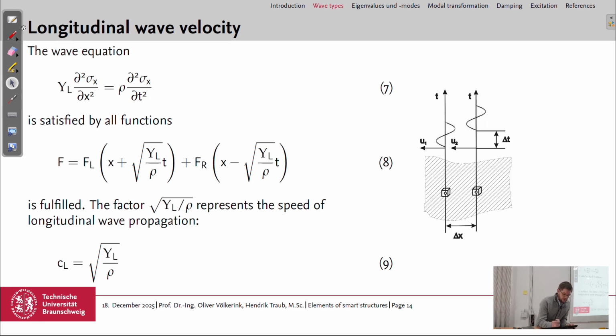And for this wave equation, we have a general solution which has a left traveling and a right traveling part, which we will have a look at later on. This fraction here is CL, which is the longitudinal wave propagation speed. So the general solution contains a right and a left traveling wave. Why this is important, we will see a few slides later.